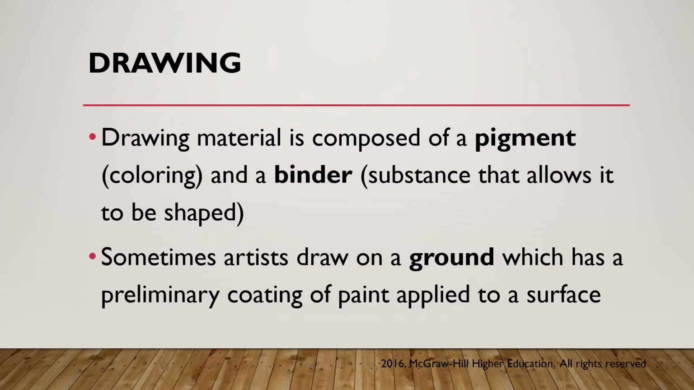Sometimes artists will draw on a ground, which is like a primer coat applied to a surface. In drawing, most of the time you just draw on raw paper. This particular part would apply more to metal point, where they actually have to put a layer of paint down before they can use the metal stylus to draw on.